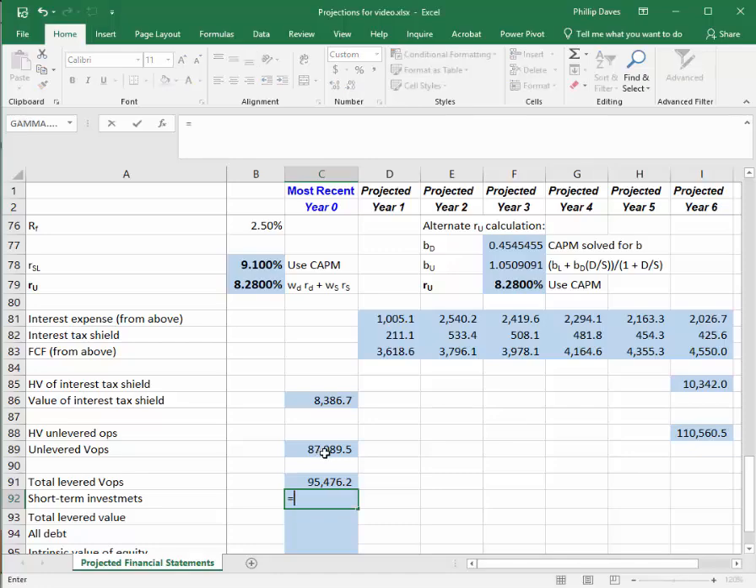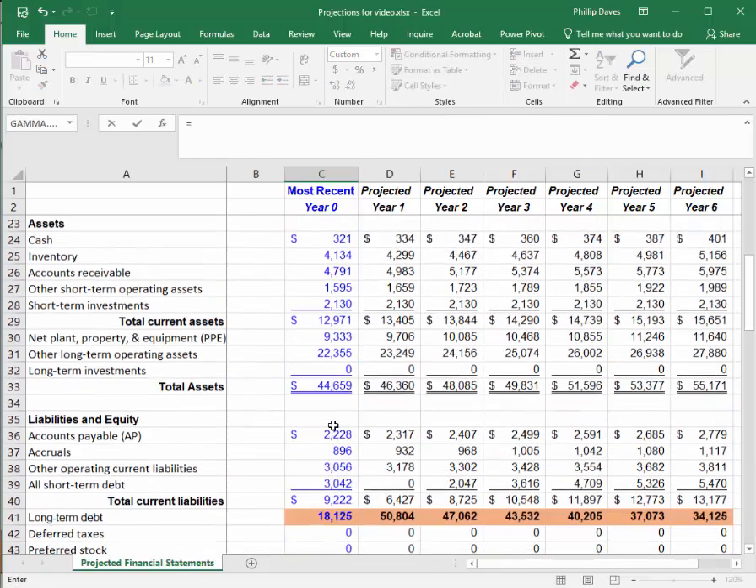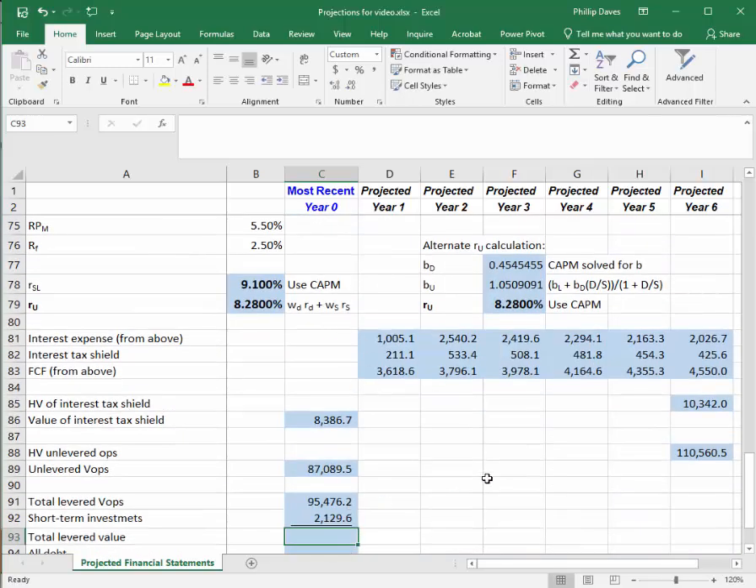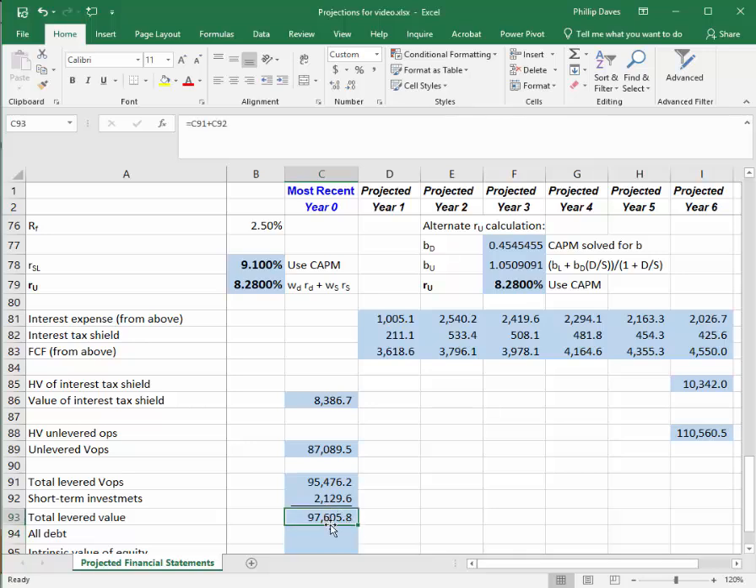We're going to keep track of short-term investments because we're going to add that in. That gives us the total levered value of the firm. So $97 billion is the total levered value of the firm. $95 billion of it is from its operations. $87 billion of it is from its operations. $8.4 billion of it is from interest tax shields. That is the value of all the taxes that you don't pay the government because you are deducting your interest payments.